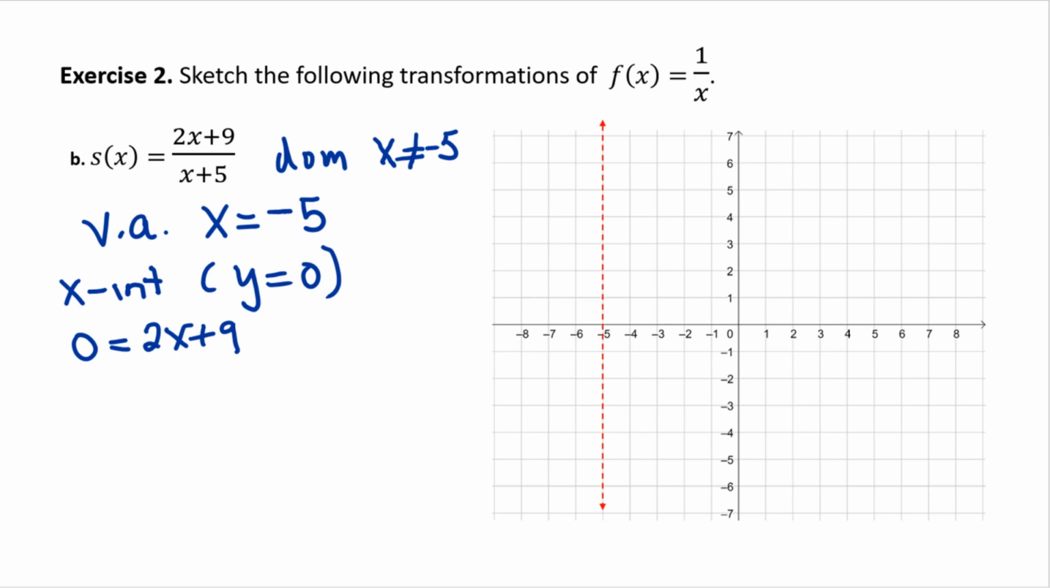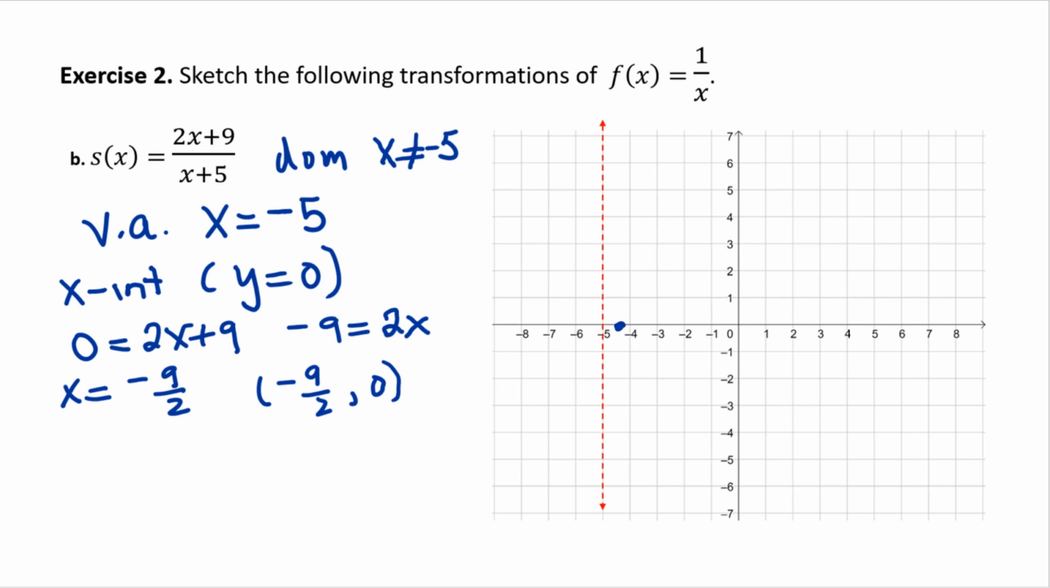Solving for x, we get negative 9 equals 2x, and solve for x, you get negative 9 halves. So that is the ordered pair, negative 9 halves, comma 0. And negative 9 halves is negative 4.5. So let's go ahead and mark that on the x-axis.